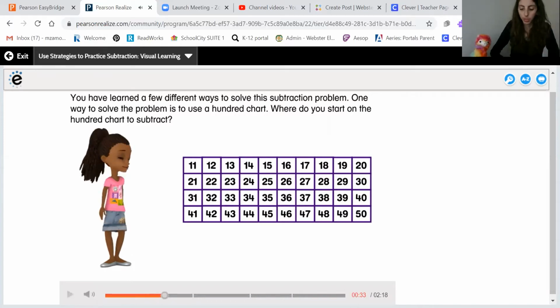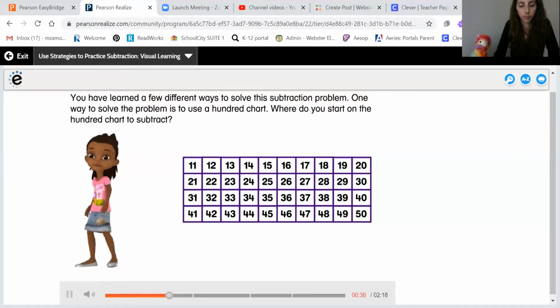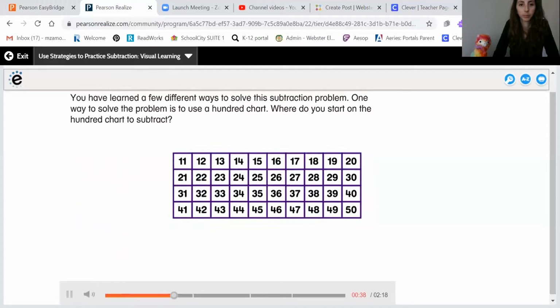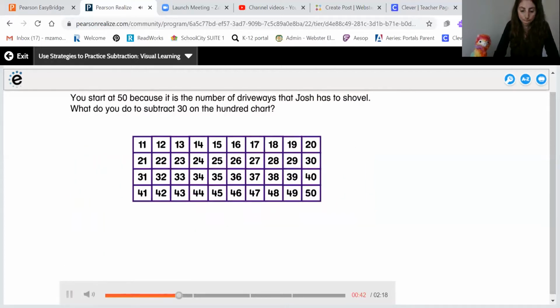Okay friends, right now is a great time to go grab your 120 chart and your whiteboard marker. Go ahead and pause the video if you need time to go grab it. And here we go. Remember, when we're subtracting, we always start with the bigger number, okay? On your 120 chart, I would like you to circle 50, please. You start at 50 because it is the number of driveways that Josh has to shovel.